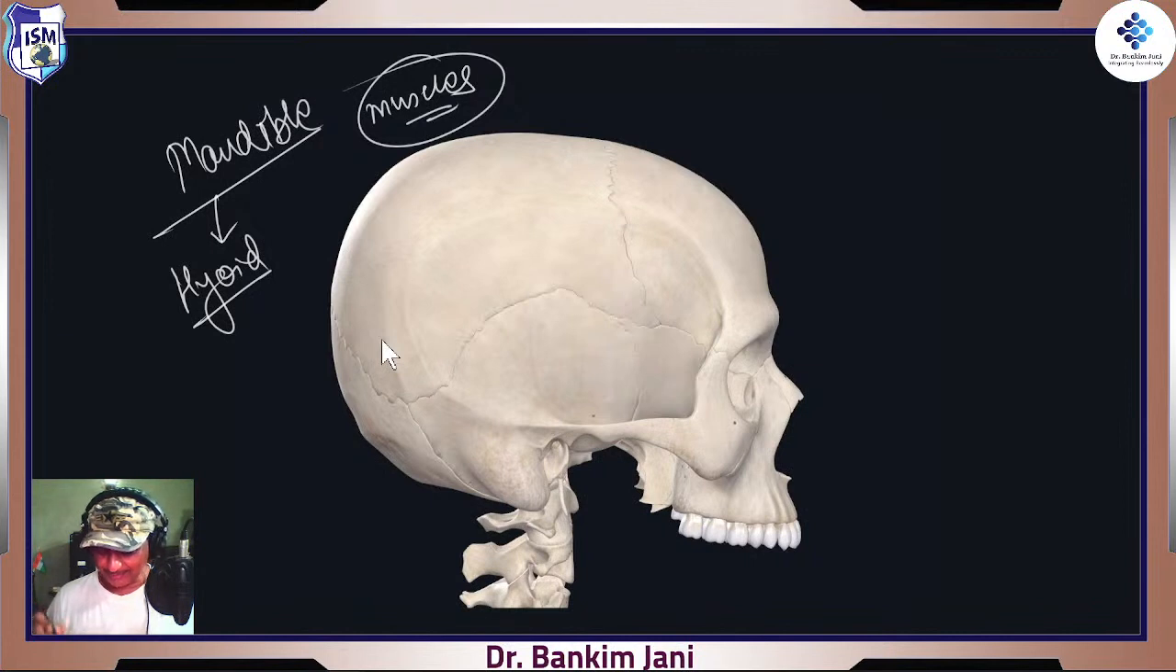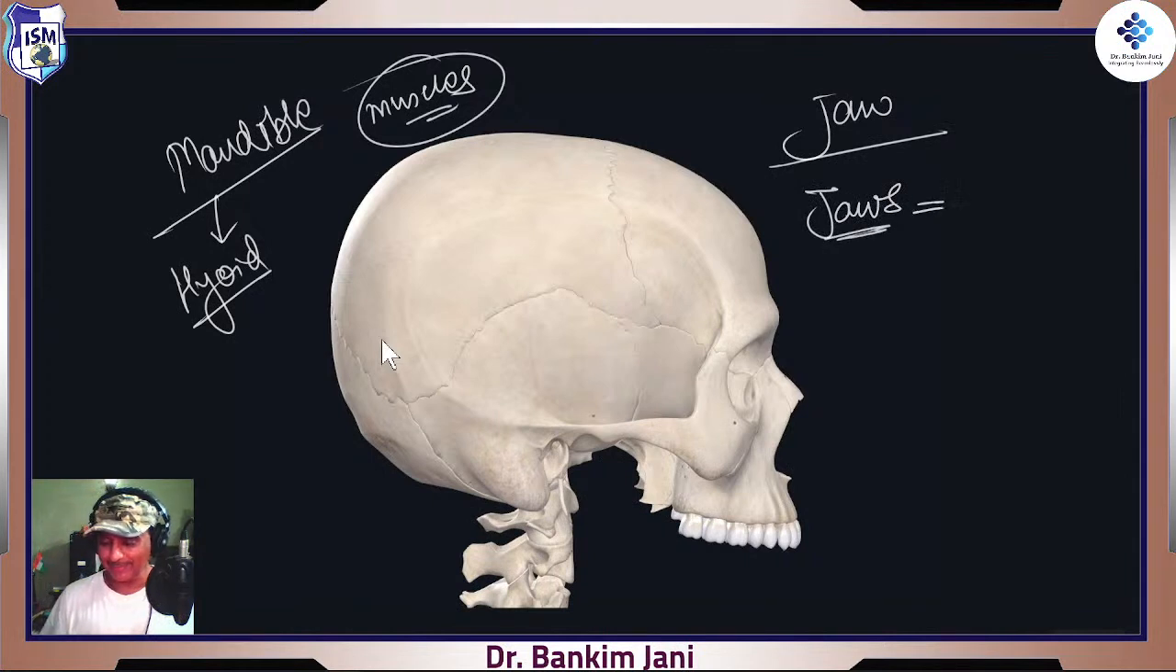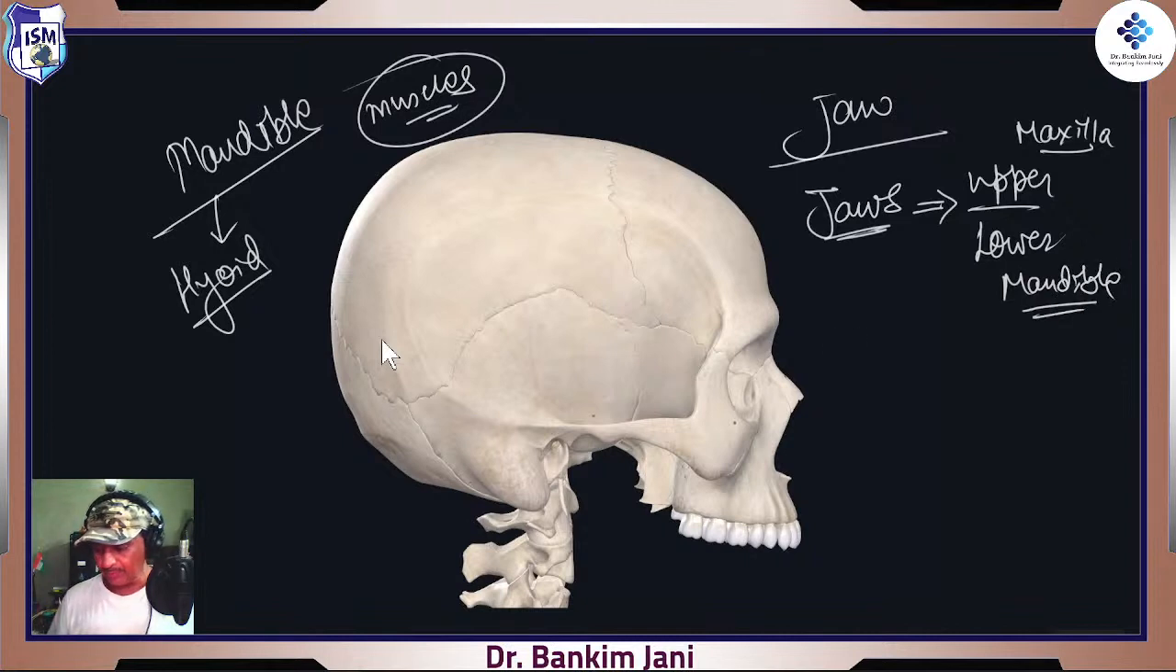Okay, so here it is. When we talk about jaw, we say jaw is sometimes jaws. There was a movie also, Jaws. But over here in medical, when we talk about jaws, we say the upper and lower jaw together. That is, upper is maxilla, and the lower one is mandible. So that's how we call jaws. But when we talk about jaw, that means it's only mandible.